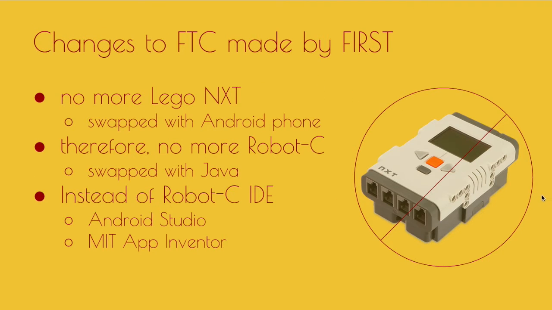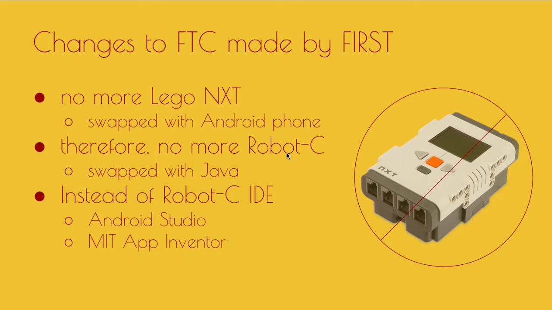Now, this series is primarily focused towards those that are trying to learn Java. Why? Because FIRST has made changes to the FTC program. This season, we are no longer using a LEGO NXT, which was previously utilized to compile our programs and run them for our robot. This year, it's going to be swapped with an Android phone.